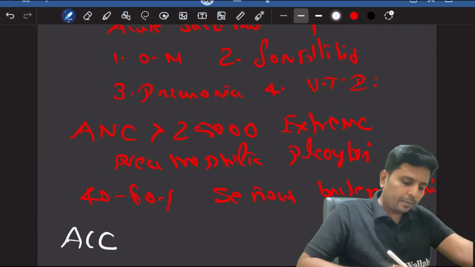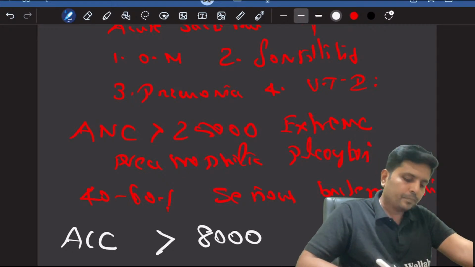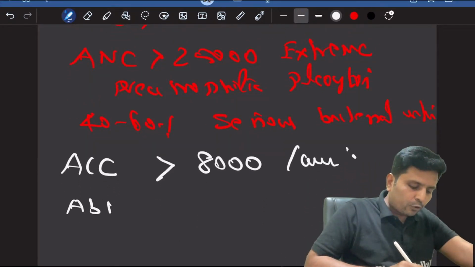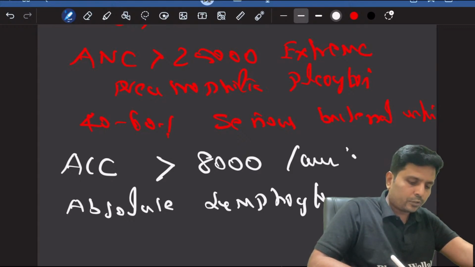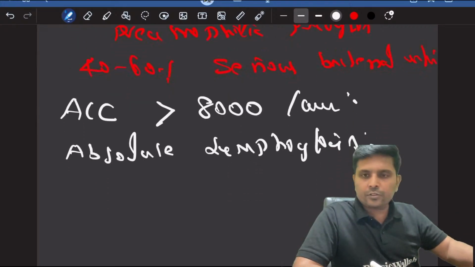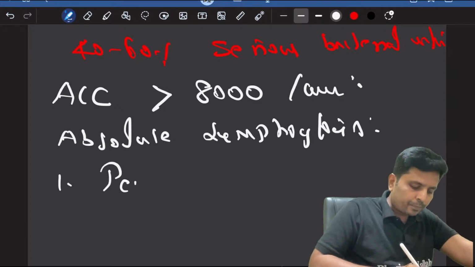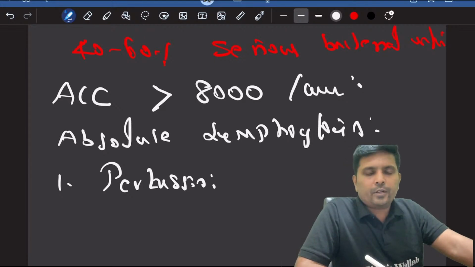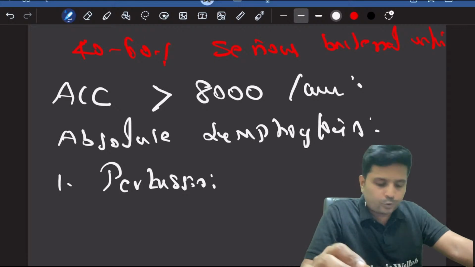Remember, an absolute lymphocyte count of more than 8,000 cells per cubic millimeter is called absolute lymphocytosis. What are all the conditions associated with absolute lymphocytosis in the pediatric age group? One is pertussis. Any child coughing like anything, and if the absolute lymphocyte count is more than 15,000, is said to have pertussis unless otherwise proved.